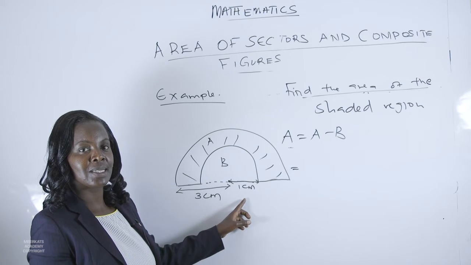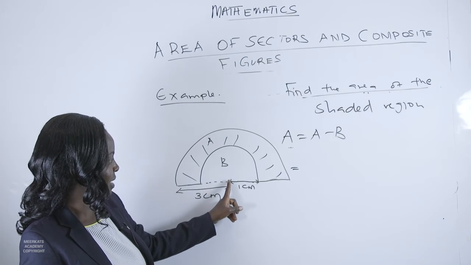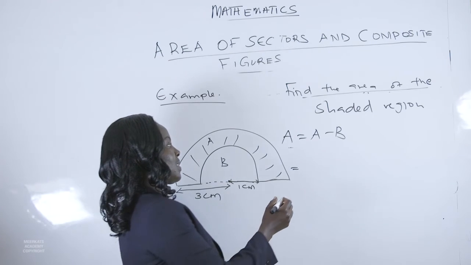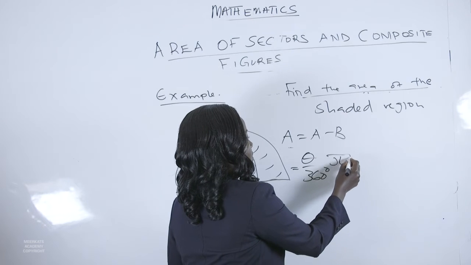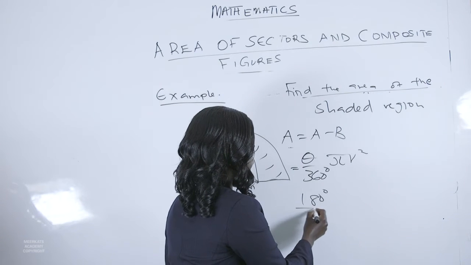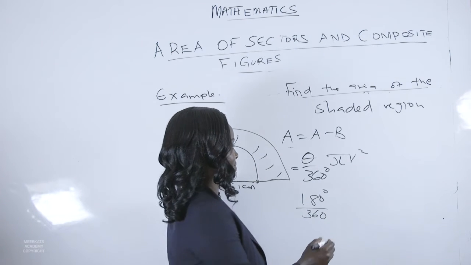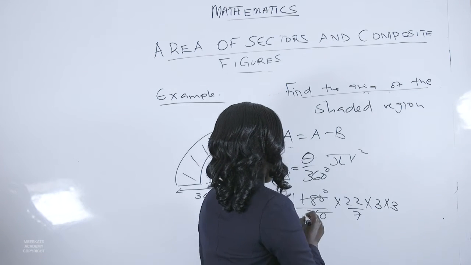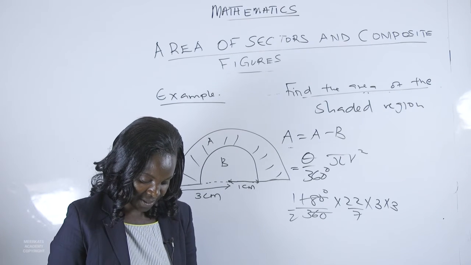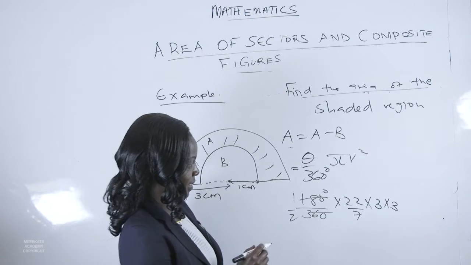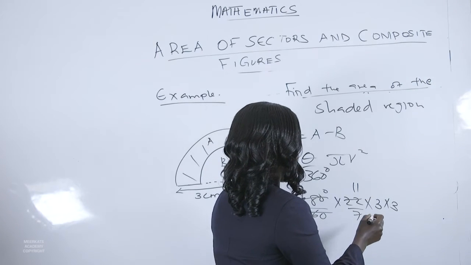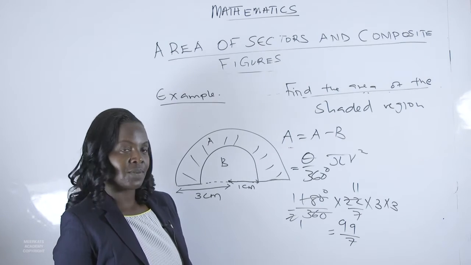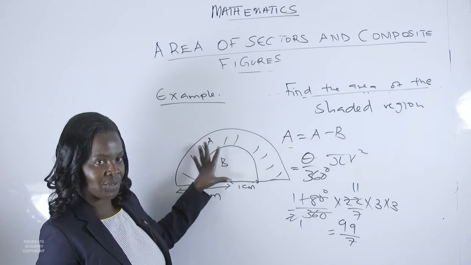We need to find out the radius. We are told the radius of the larger circle is 3 centimeters, from here to here. And because this is a semicircle, what fraction of the circle does a semicircle make? We said it is 180 degrees. If it is simplified, it will give us a half. If we calculate that correctly, it will give us 99/7. That is the area of the whole region A.